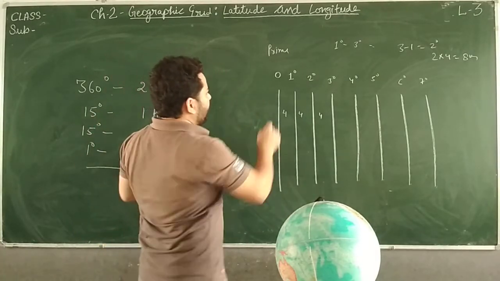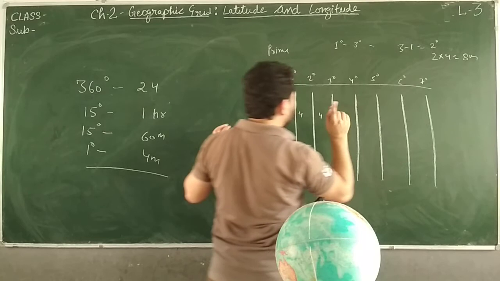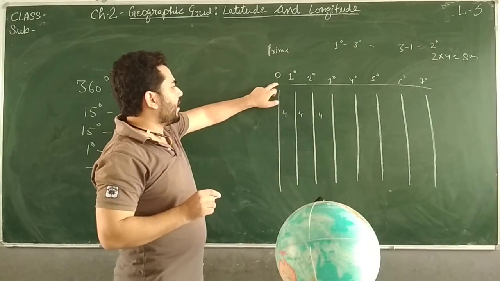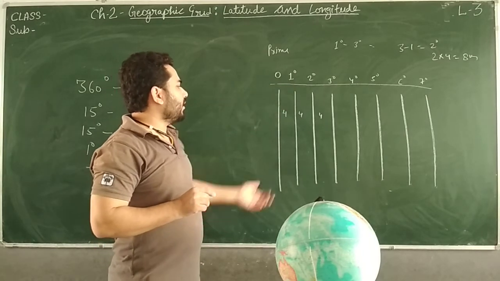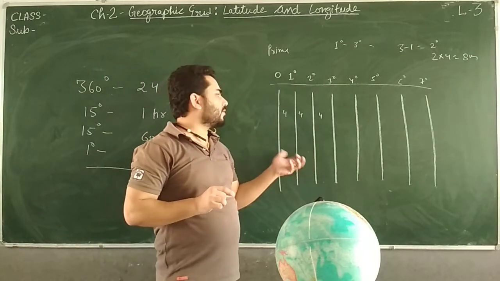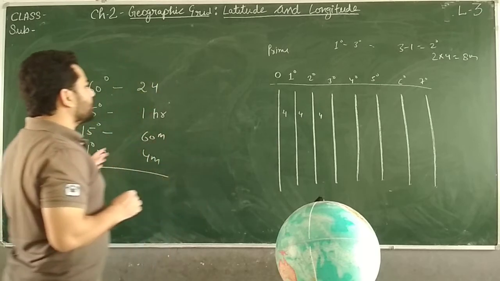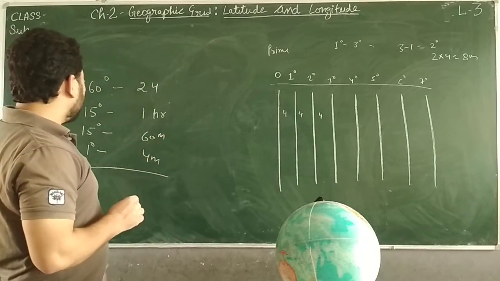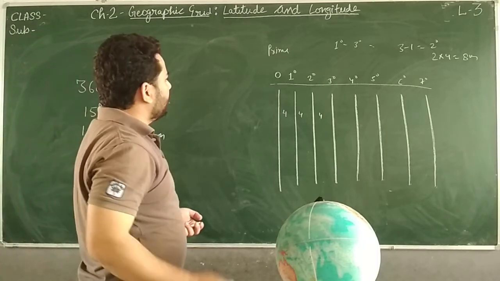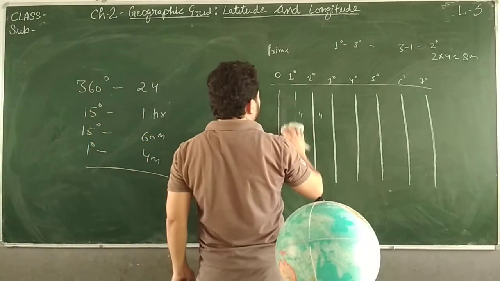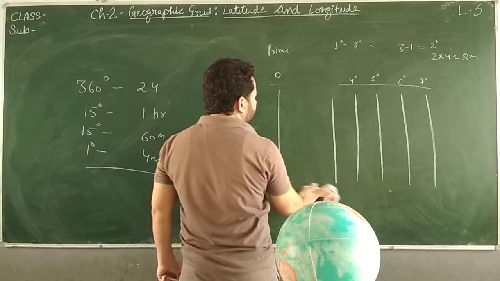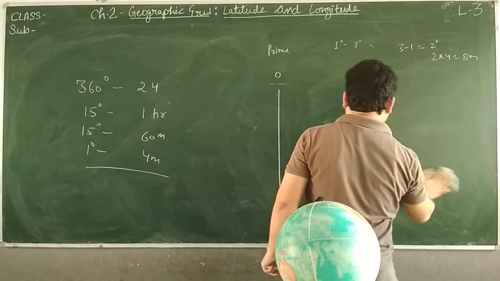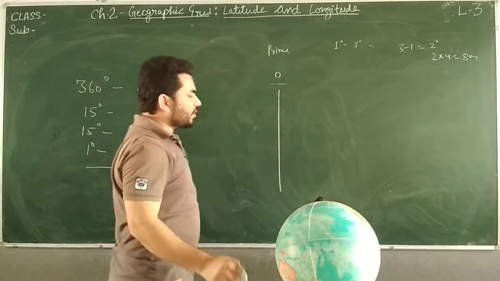So these are the degrees of rotation, or the values of lines of longitude. 0 degree line of longitude, 1 degree, 2 degree, and this is the time difference between these lines of longitude. There is a difference of 4 minutes between two lines of longitude. Clear? So this is the concept of time.